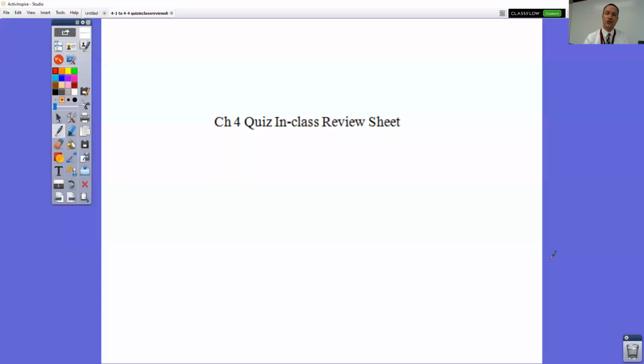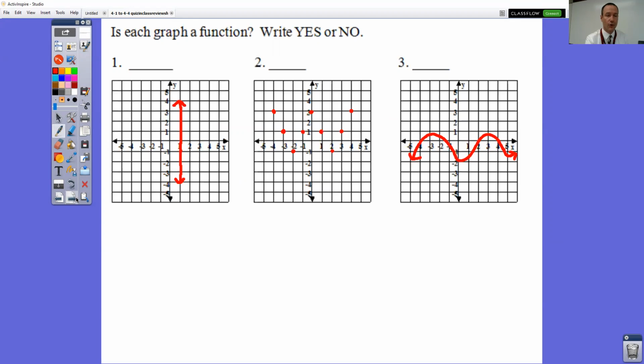This is the review for the Chapter 4 Quiz 1. This covers sections 4-1, 4-2, 4-3, 4-4 Day 1, and 4-4 Day 2. So in the first bunch of questions, you have to either say yes or no whether something is a function.